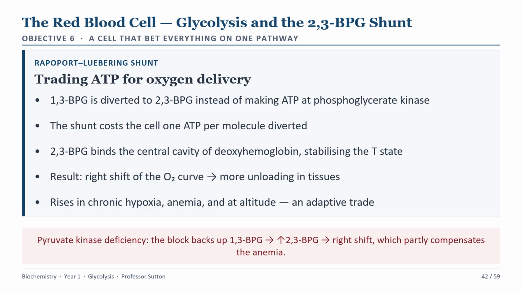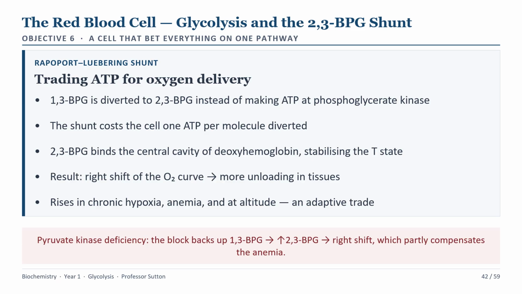Now the shunt. The Rapoport-Luebering shunt diverts 1,3-bisphosphoglycerate, the product of step 6, away from phosphoglycerate kinase, converting it instead to 2,3-bisphosphoglycerate. The cell gives up 1 ATP for every molecule diverted. That's the real cost, and the red blood cell pays it deliberately.